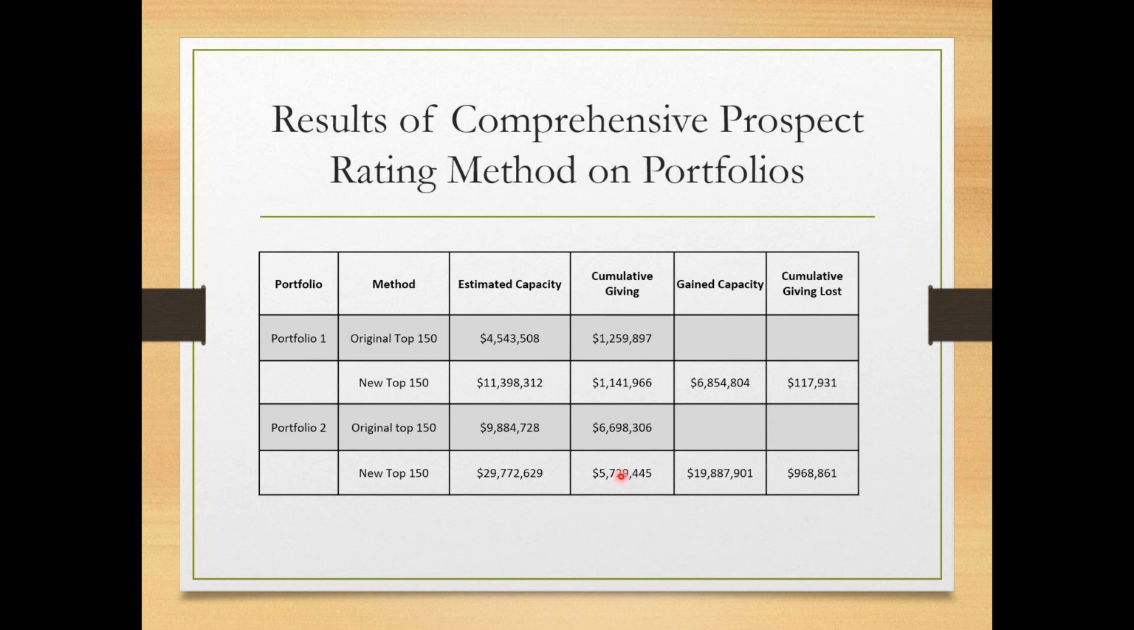So while that portfolio lost 970,000 in cumulative giving, it gained an immense amount of potential, almost $20 million in upside. So just in looking at your portfolios in a different way in relation to their capacity versus their inclination, you can do a lot of great things with the people that you're currently involved with.